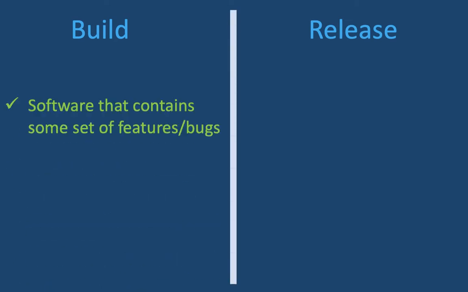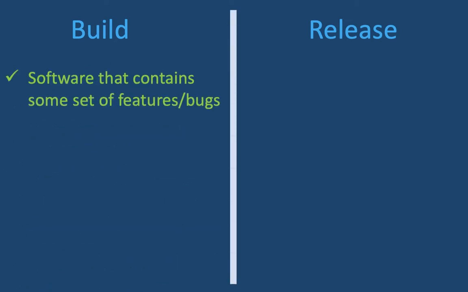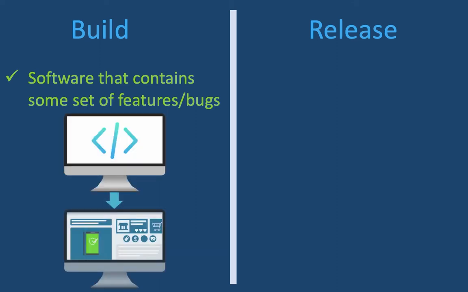Smoke and sanity testing. Before understanding smoke and sanity testing, we need to understand what build and release are in software terminology. You can think of a build as software that contains some set of features and bugs, and the build is installed on a test server waiting to be tested. A build is used to change the code into the application format.